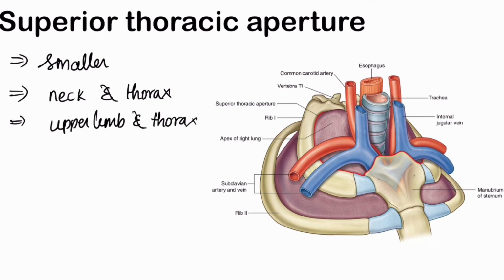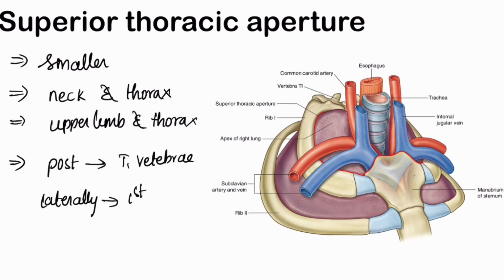Now, let us look at the boundaries. Posteriorly, we have the T1 vertebra. Laterally, the first pair of ribs and costal cartilages.